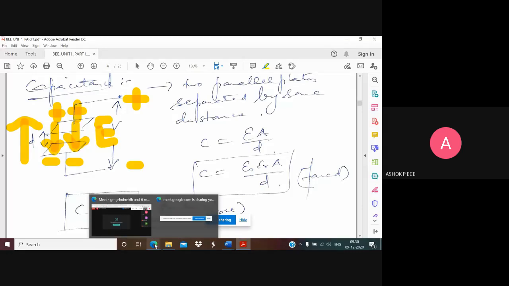Does anybody have any queries in capacitance? How a capacitor works? Anybody has a query?